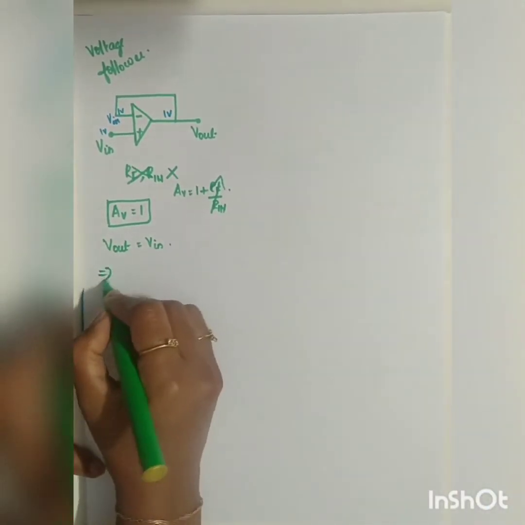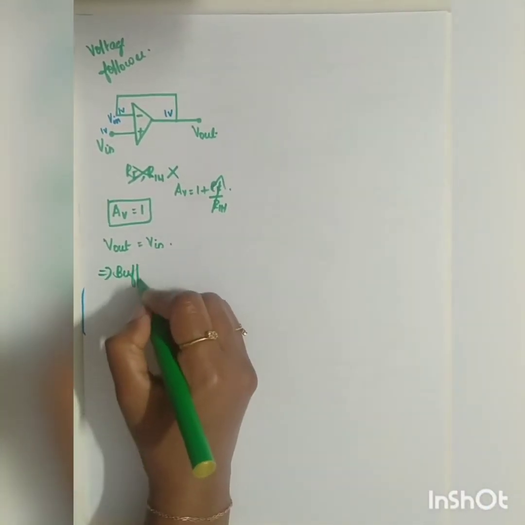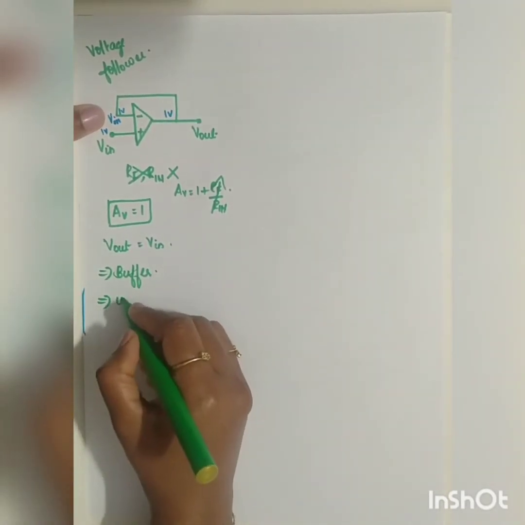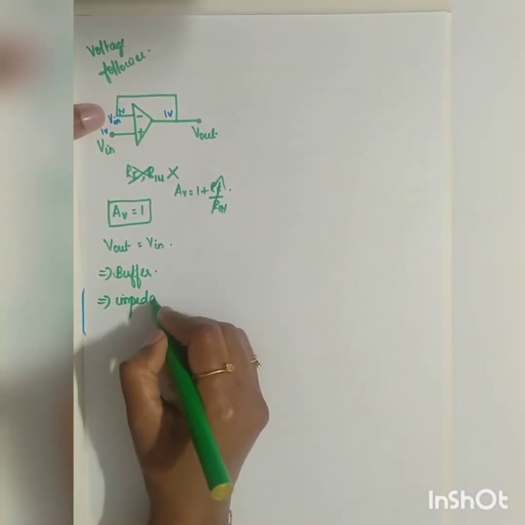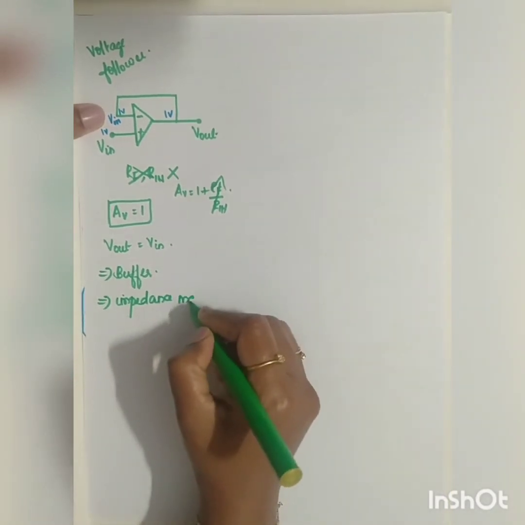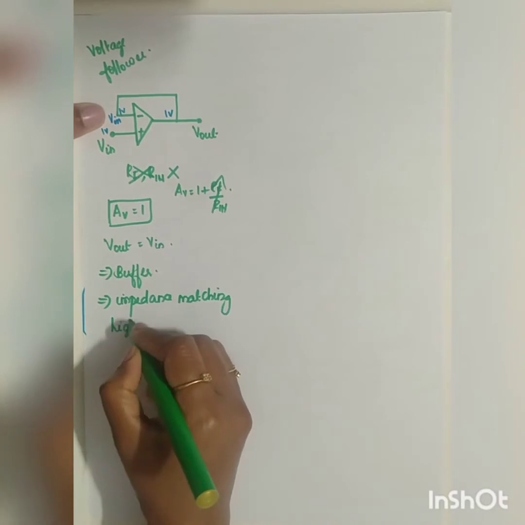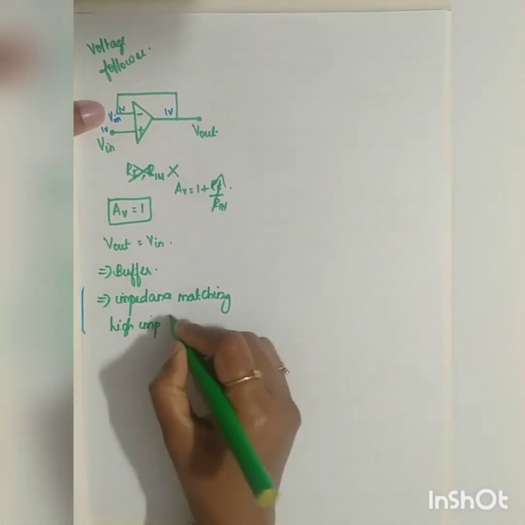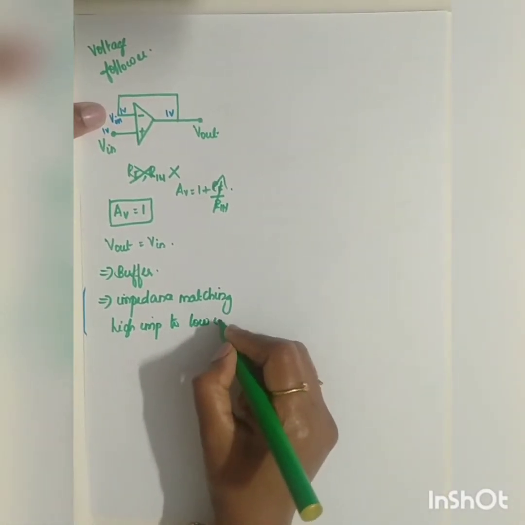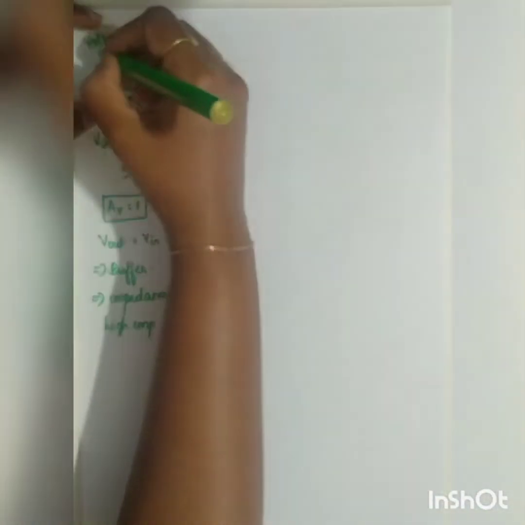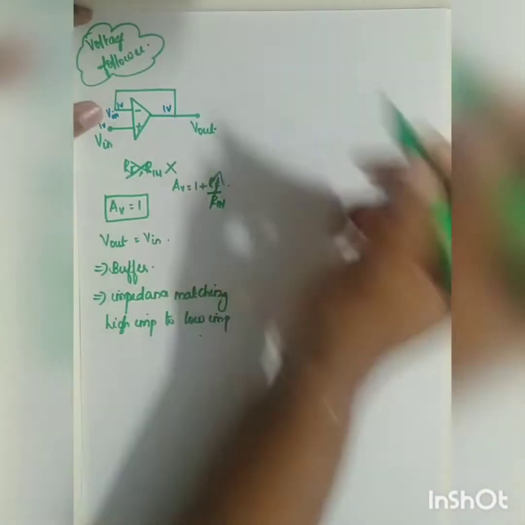It is also called a buffer. And a very important application, it is used for impedance matching, from high impedance to low impedance circuit. So this is your first circuit, that is your voltage follower.